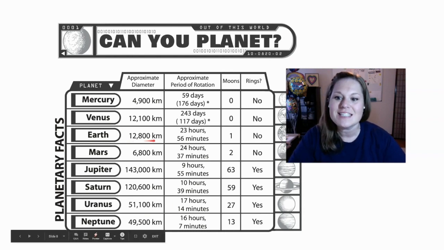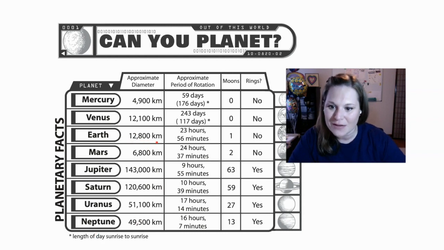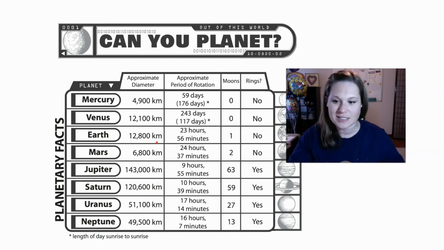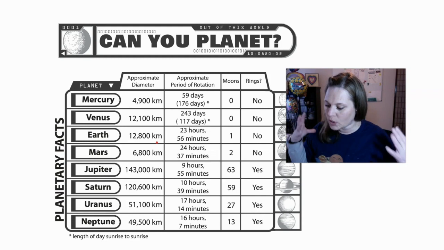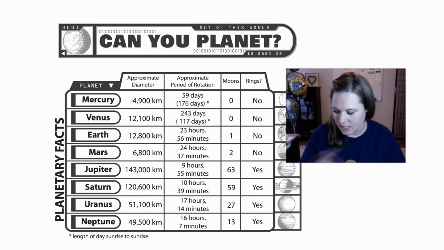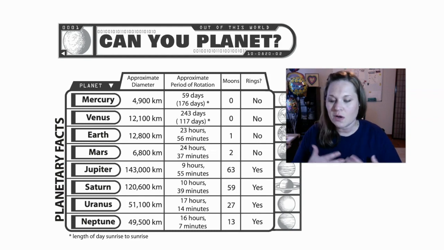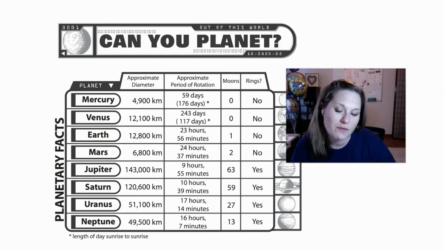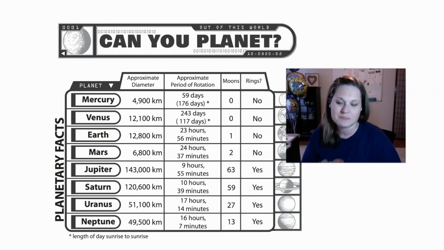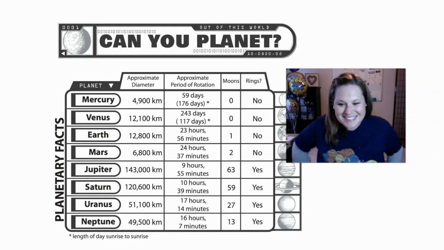Okay, here it is. So Earth is 12,800 kilometers across. That's its diameter. When you look at these numbers here, which planets are larger than Earth? So which planets are larger than 12,800 kilometers? Go ahead and look.